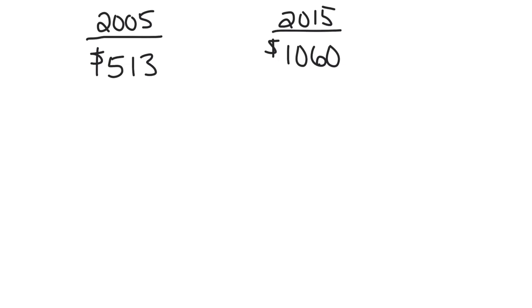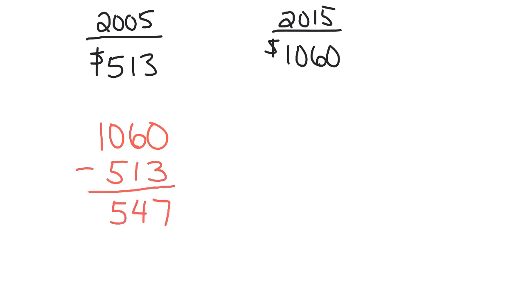As you can see, the price of gold increased from 2005 to 2015. The question is, by what percent did it increase? So we first need to figure out how much it increased by. So we're going to do 1,060 minus 513, and that gives you $547. That's the amount of the increase that it actually went up.